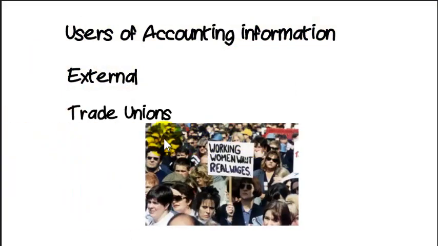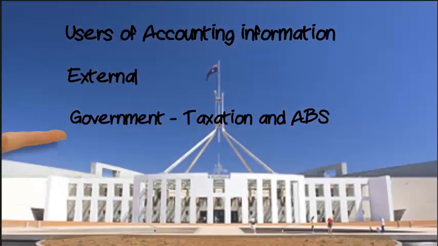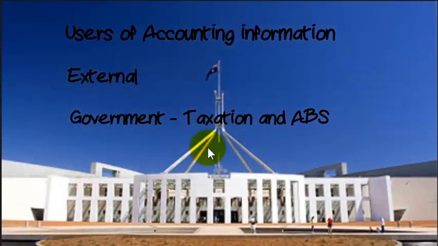We also have trade unions who represent workers who want to find out whether there's enough money for them to get a pay increase. And lastly, the government. The government needs to obviously tax the businesses in various ways, and the Australian Bureau of Statistics wants to keep track of our statistics as a nation.